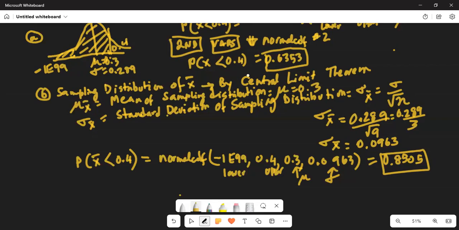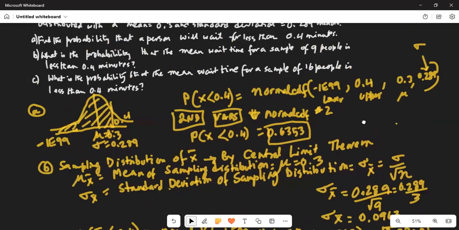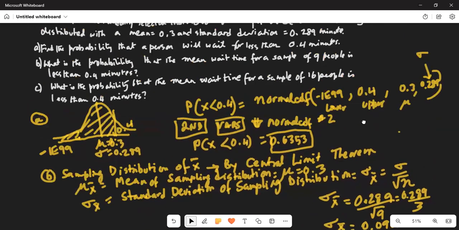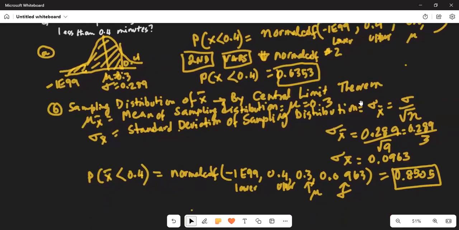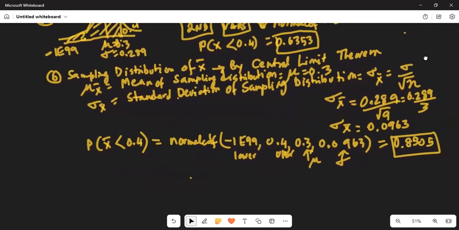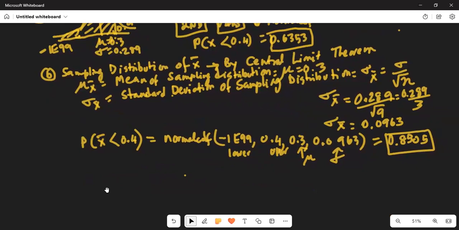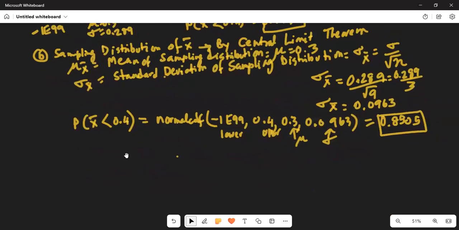Okay. So with that background, let's go to part C. Part C says, what is the probability that the mean wait time for a sample of 16 people is less than 0.4? So 16 people. Okay. So part C, n is equal to 16.